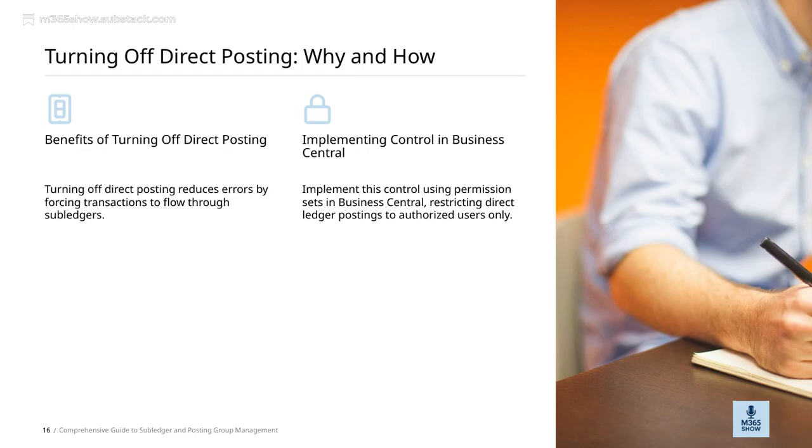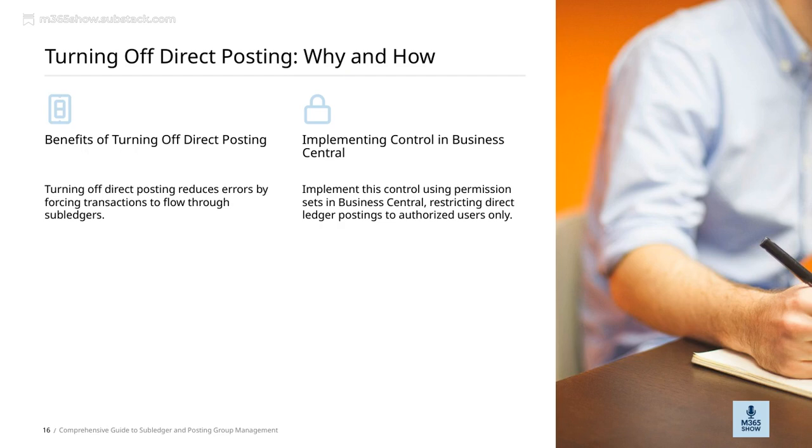Now, let's talk about how to implement this control in Business Central. The key is to use permission sets to restrict who can make direct ledger postings. By doing this, we ensure only authorized users can perform these transactions, which adds a layer of security and control.